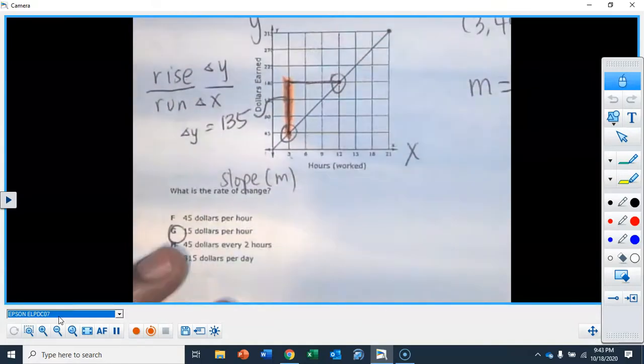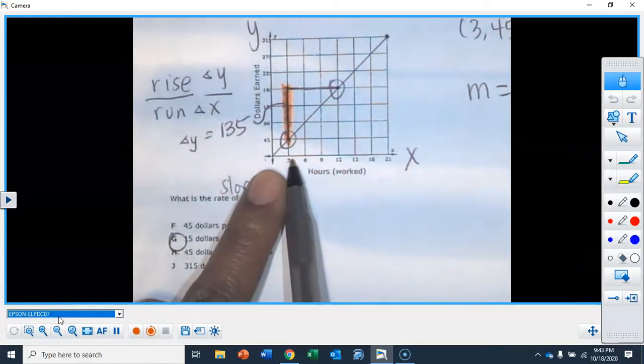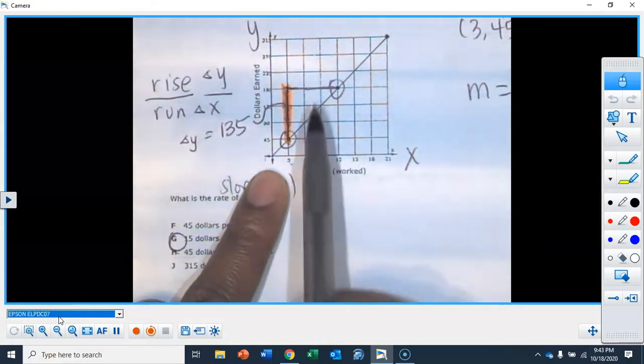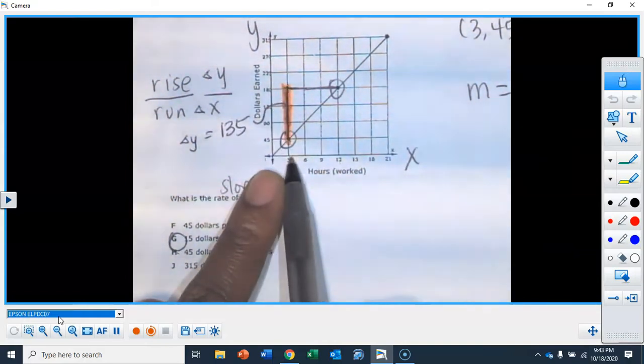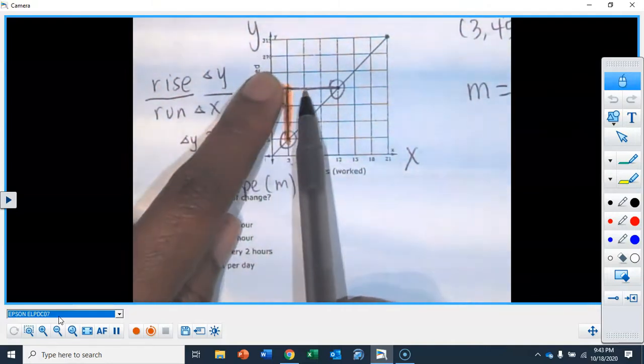Now let's look at our run. Okay, so let's look at our x. Well, when you notice on the x-axis, everything is by increments of 3. This is 3, 6, 9, 12 hours worked, right? So if I start here, one jump, 6 minus 3 is 3. Again, every jump is 3, 3, and 3. So if I go from here to here, this is 3.